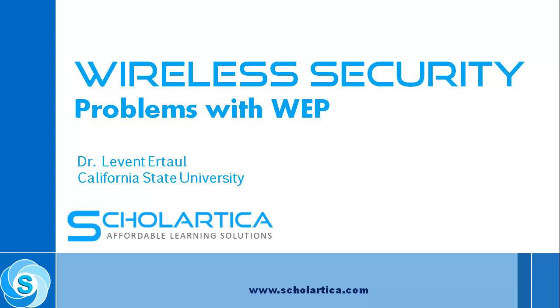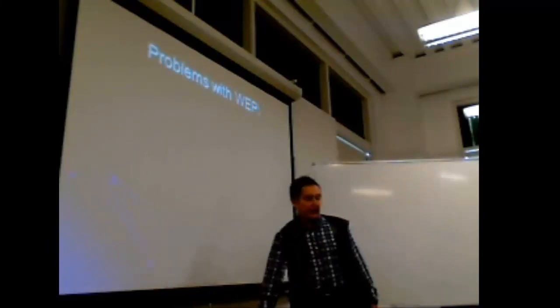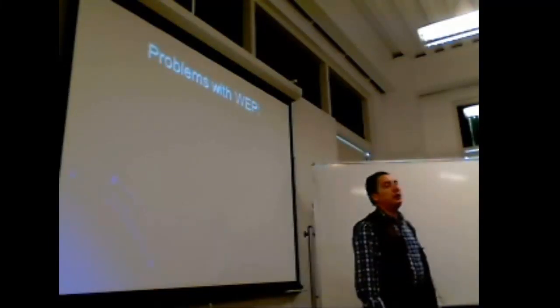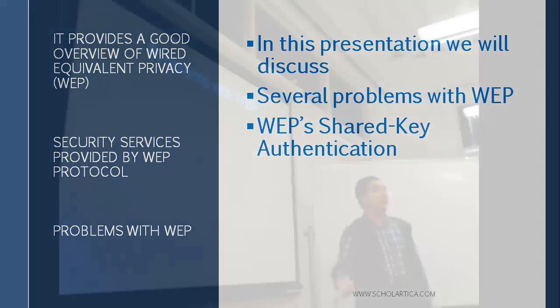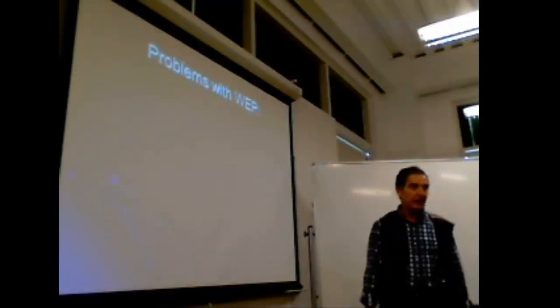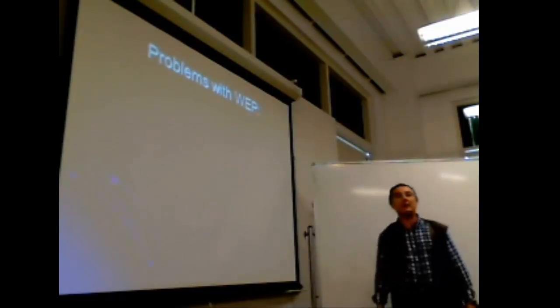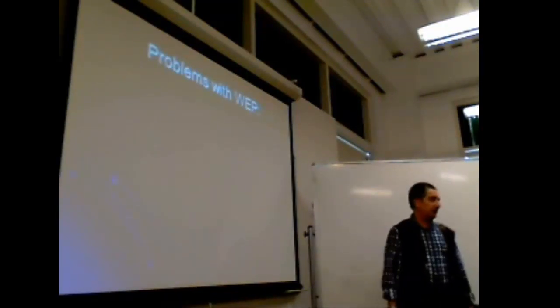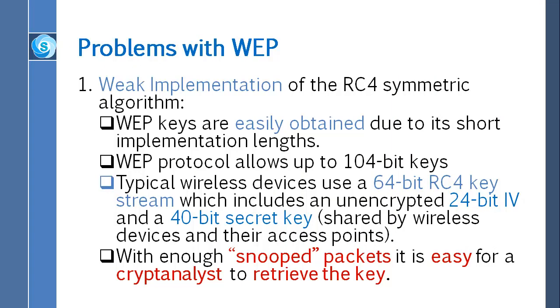Okay, if you remember last time we talked about WEP, and the algorithm that we are using in WEP is RC4. We are using RC4 to generate the key, basically. Actual encryption is exclusive OR. For integrity, we were using CRC32. Okay? So what are the problems with WEP?